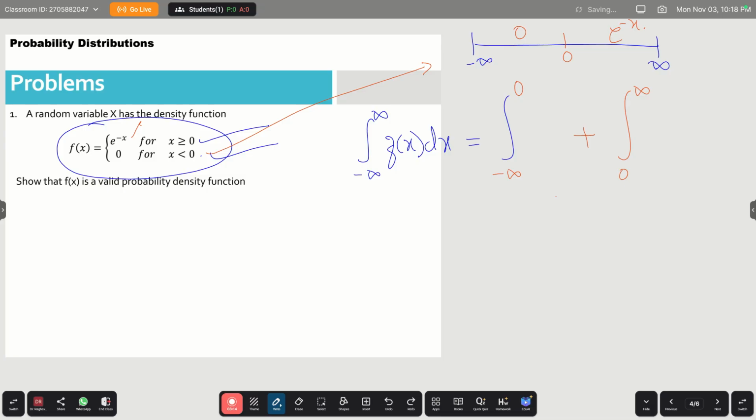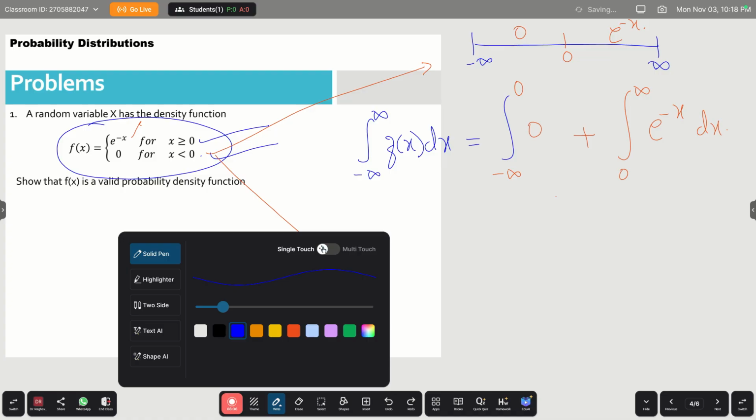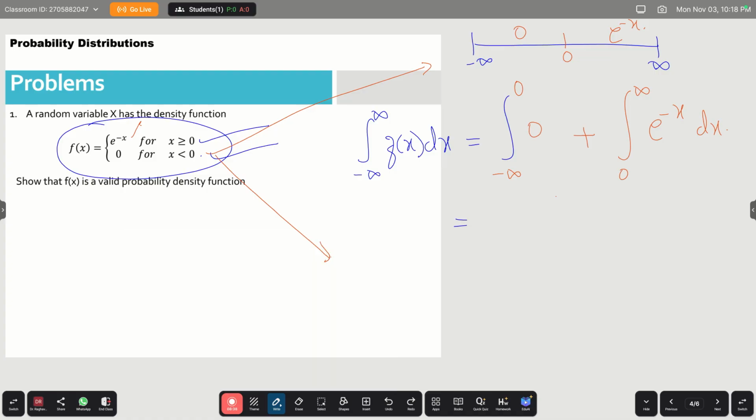Okay. So whatever may be the function, whenever you have a split like this, you can split the integration accordingly. Here from minus infinity to 0 the function is 0, but from 0 to infinity the function is e to the power minus x, and I need to integrate this. Now what will I do? Integration of 0 is 0, plus integration of e power minus x.